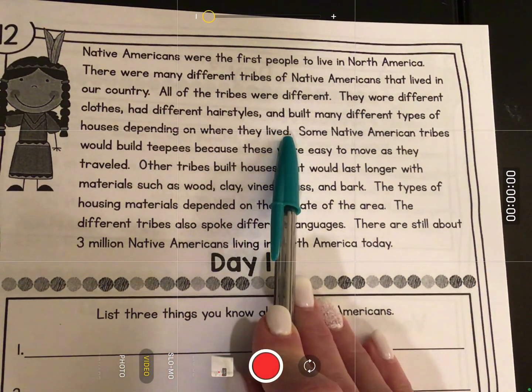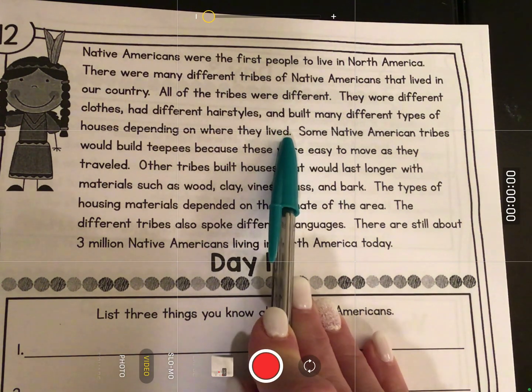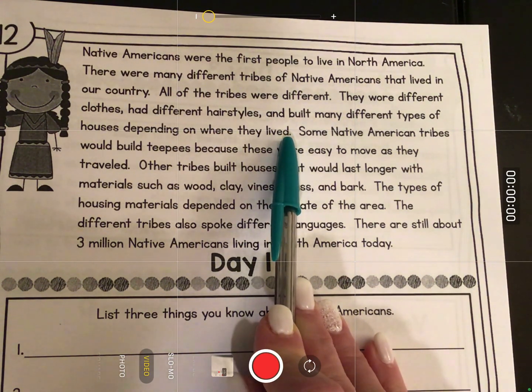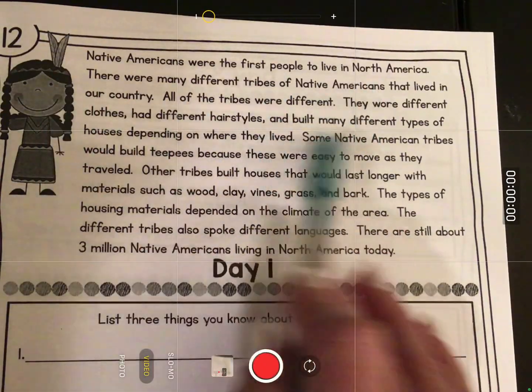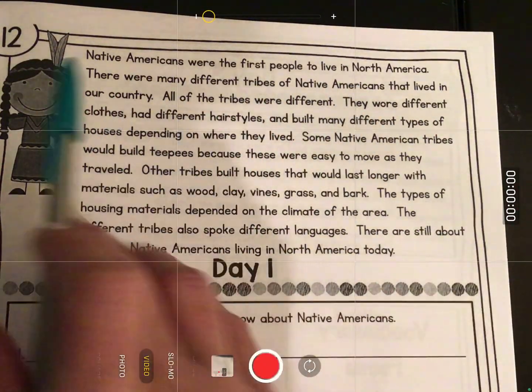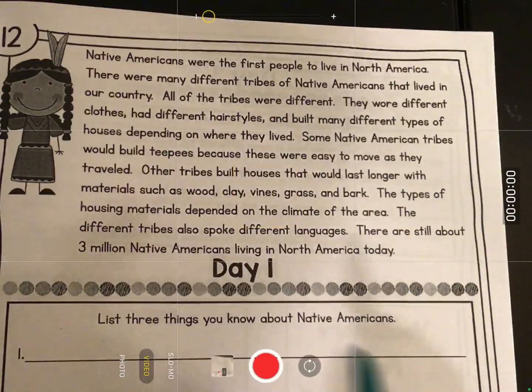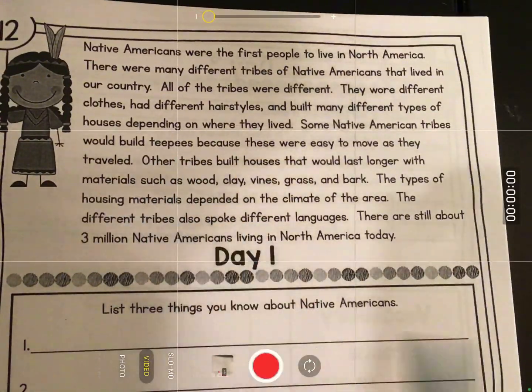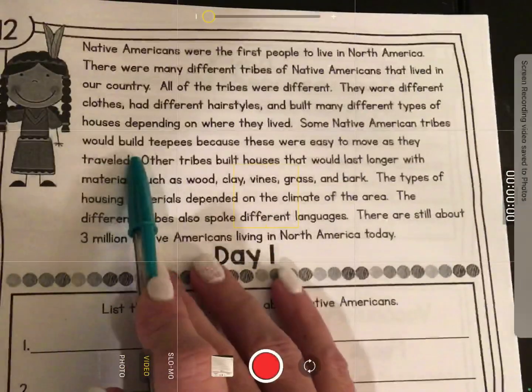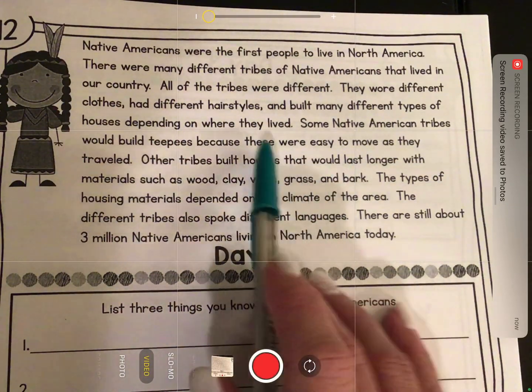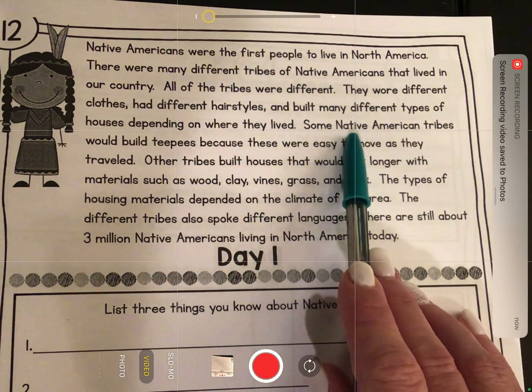So it's kind of like our community. They had different types of tribes, so different groups of Native Americans. And just like we have different schools we go to, we have different groups too, and we all wear different clothes.